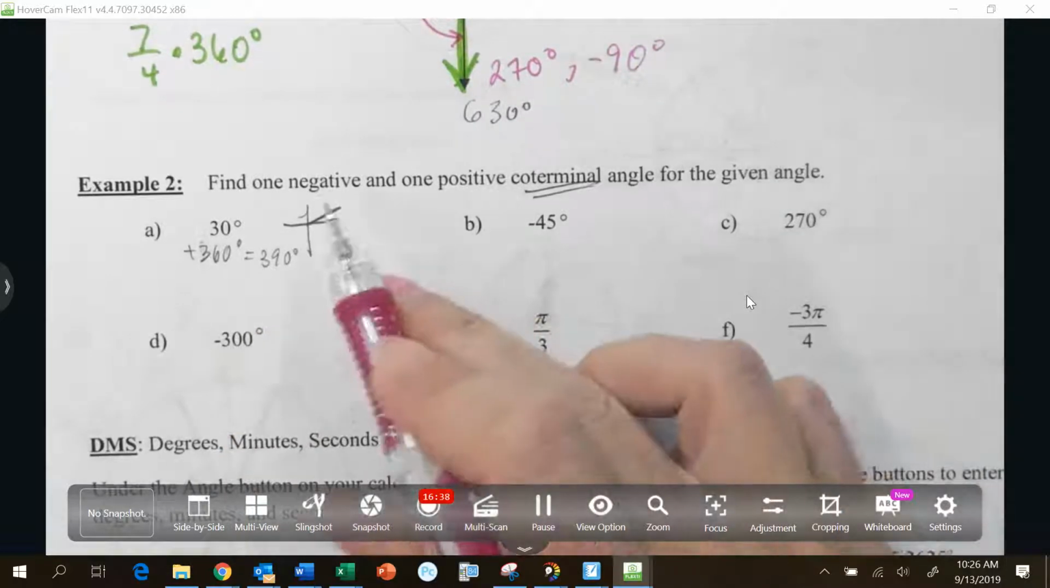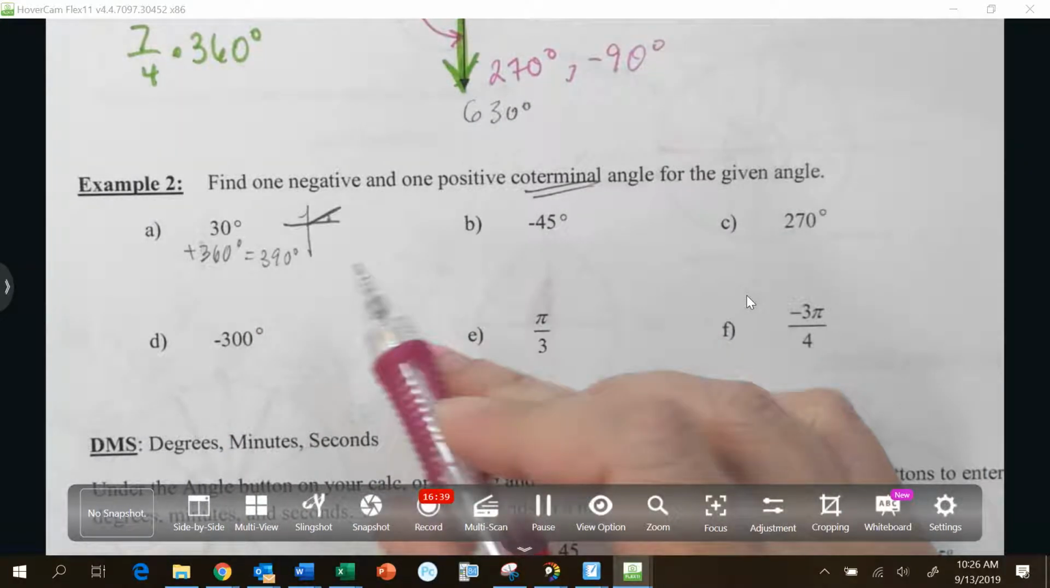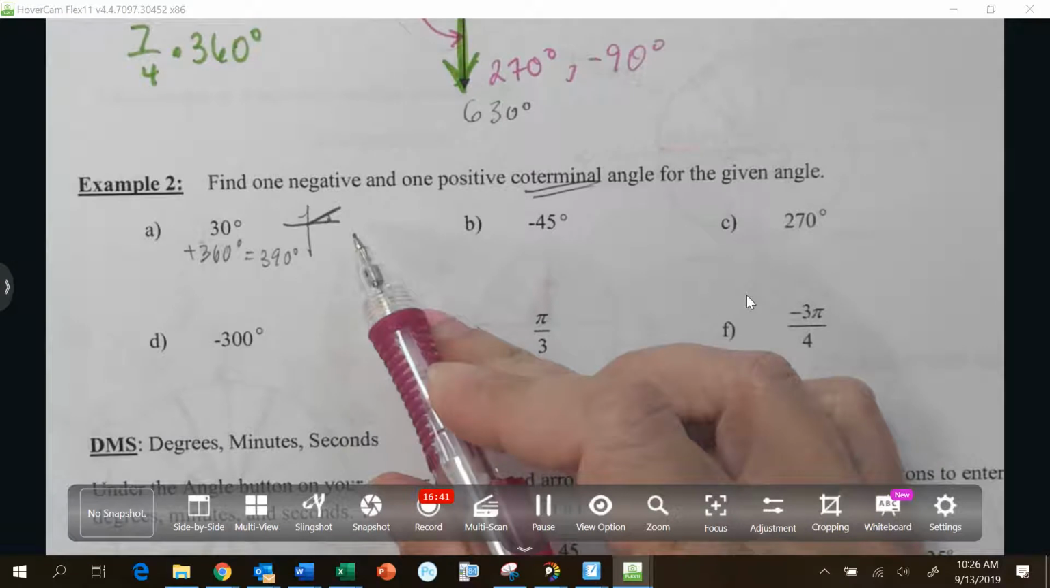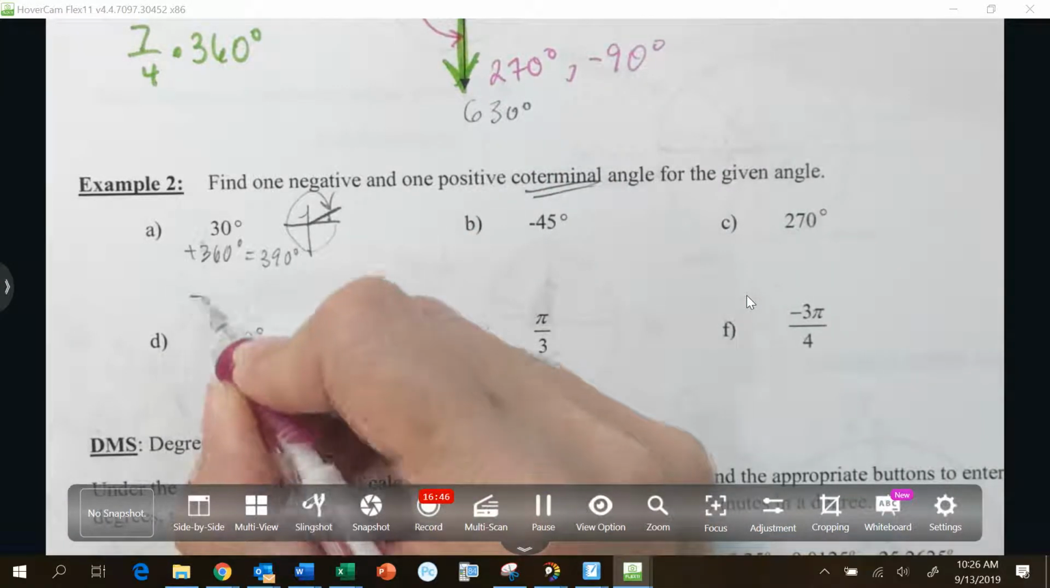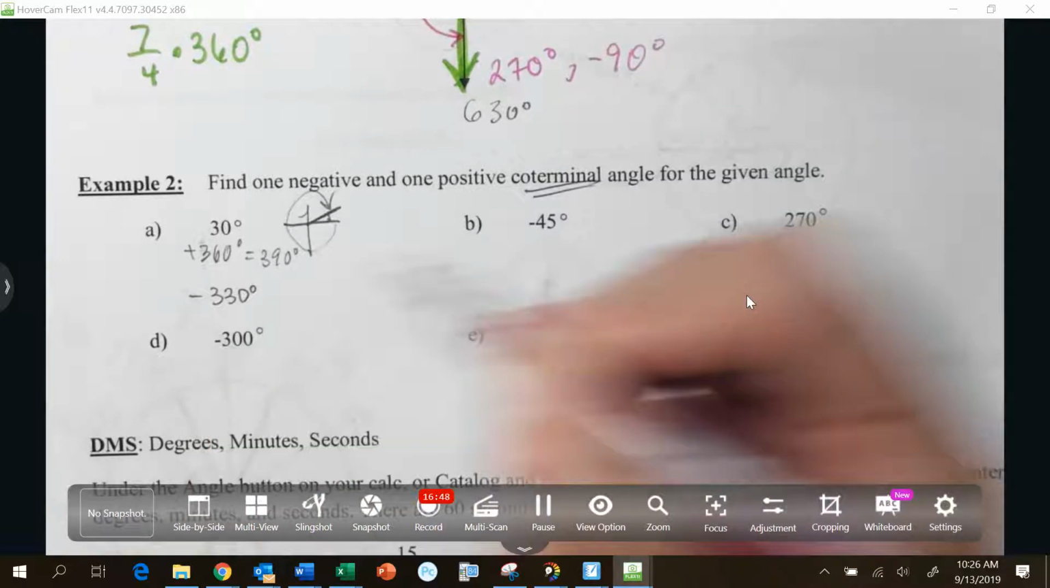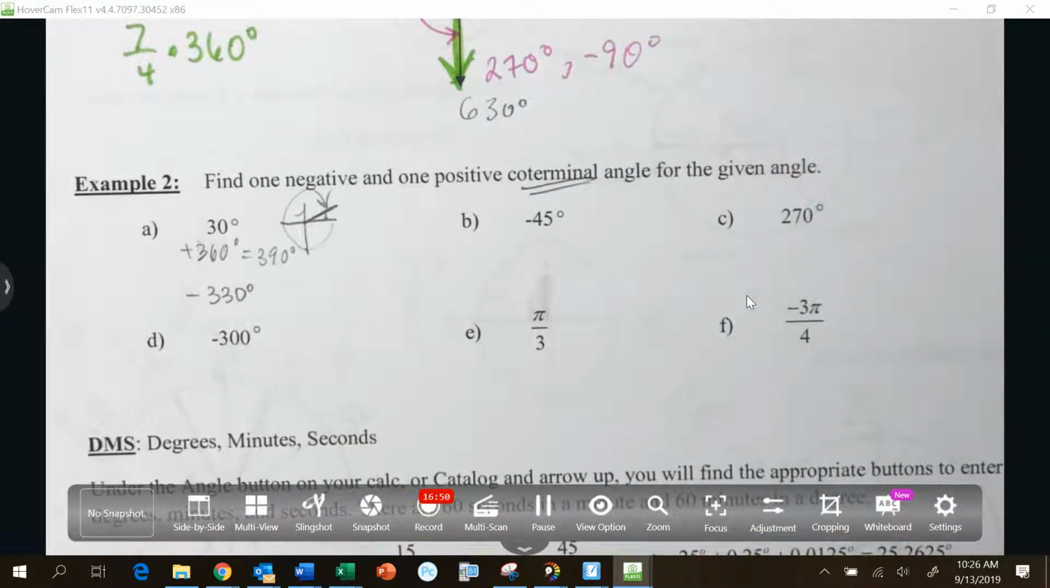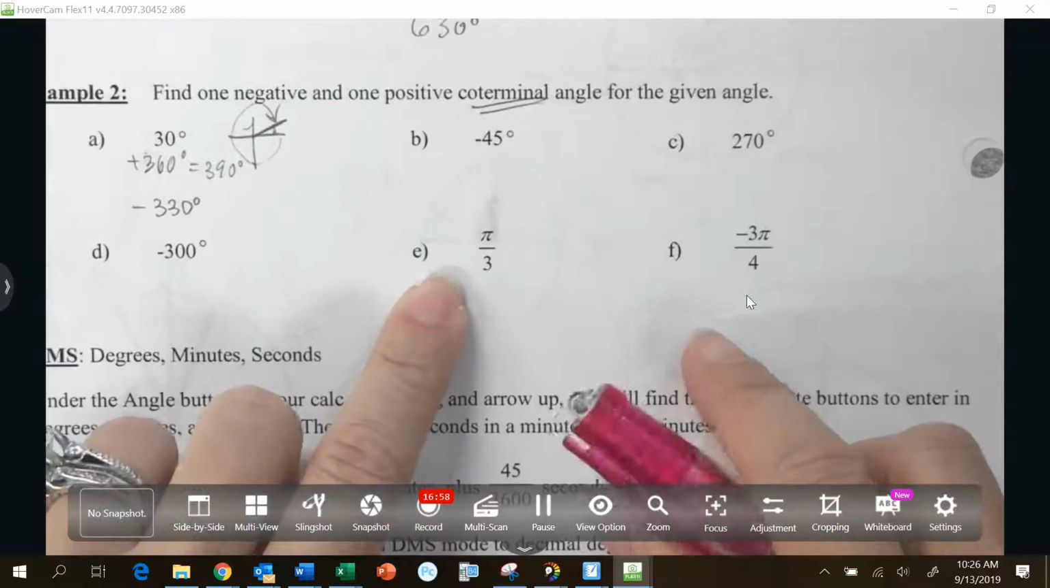This asks for one negative and one positive. So can we give a negative angle? Negative 330. And to get that, you just take 30 and you subtract 360. So if you're adding 360 or subtracting 360, you're going to get answers. Let's look at letter E.